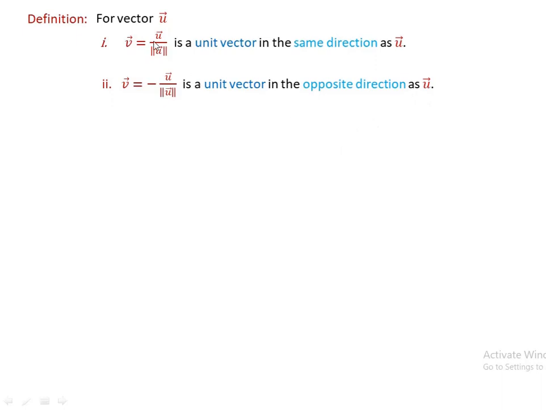Now here the difference is the sign. If it is positive, that means the vector u over norm of u is a unit vector in the same direction. If it is minus, that means minus of vector u over norm of u is a unit vector in the opposite direction of vector u.